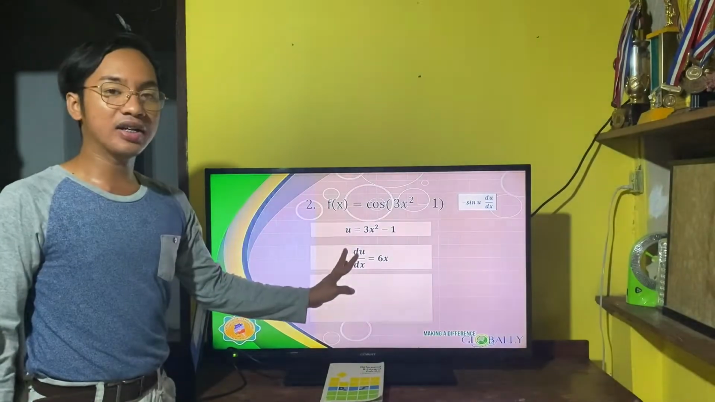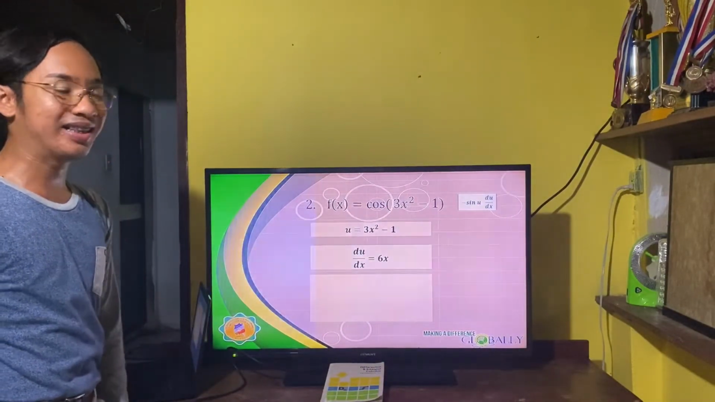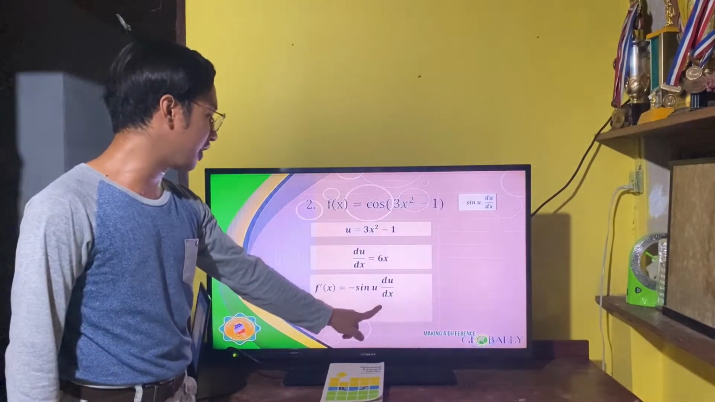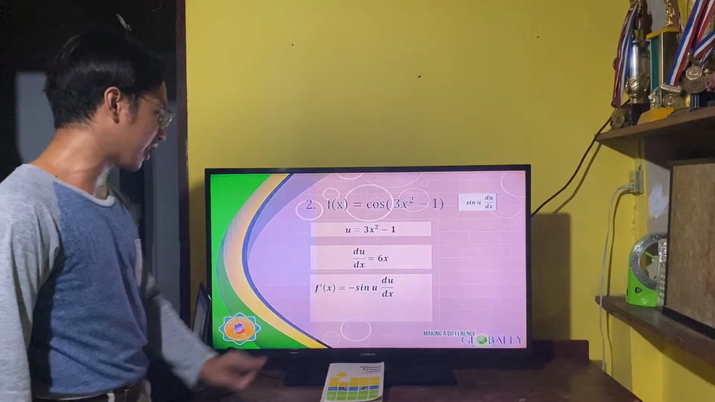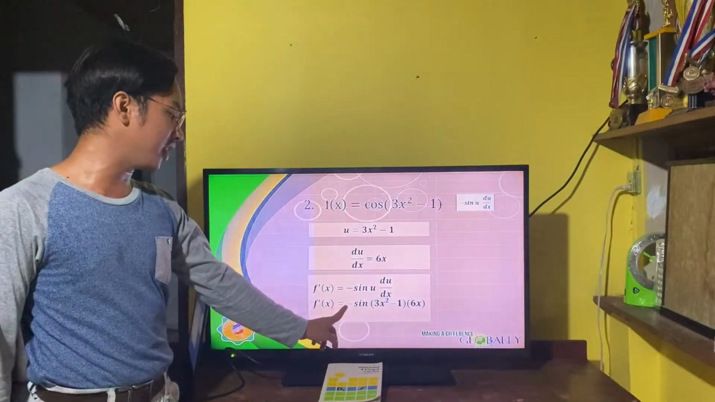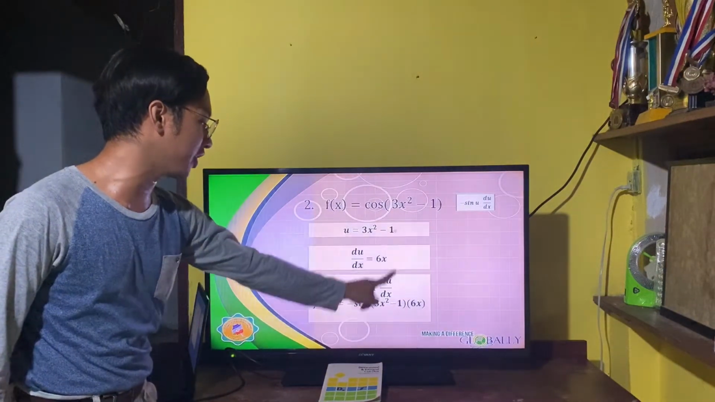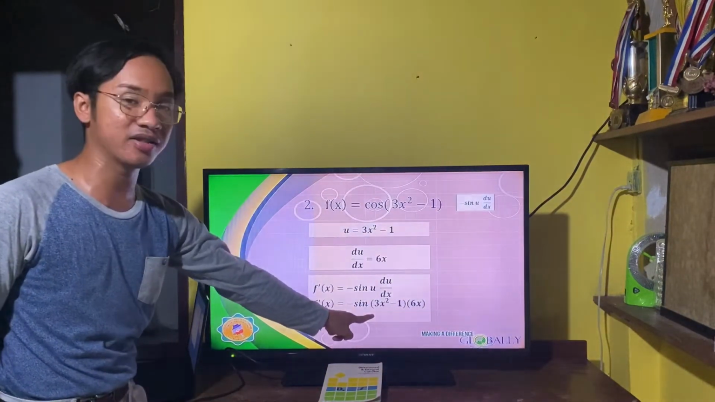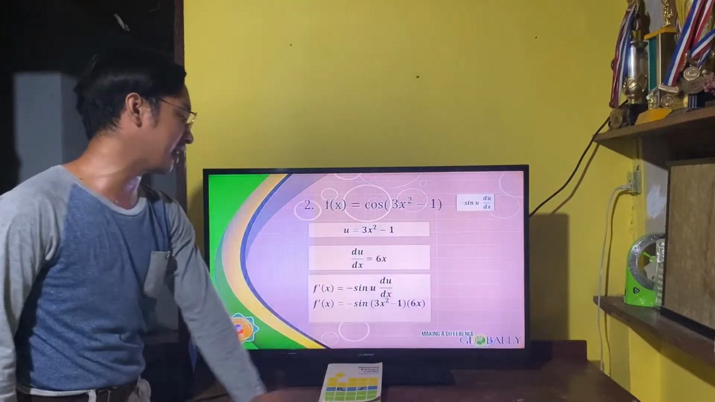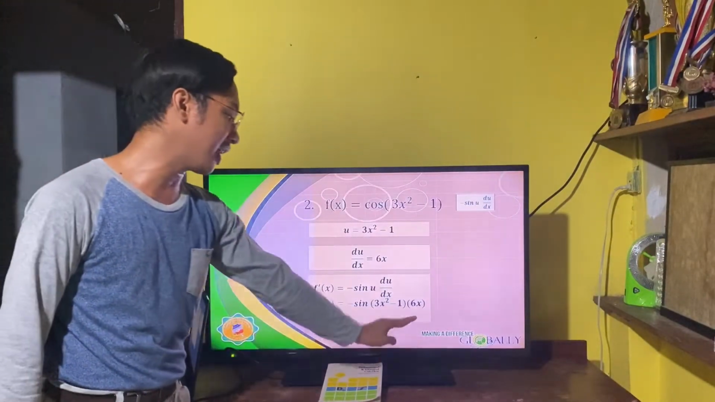That is why the derivative of u now is equal to 6x. So now we are ready to substitute the values using the formula negative sine u du/dx, and our u here is 3x squared minus 1. So f prime of x now is equal to negative sine, our u is 3x squared minus 1, times the derivative of u, which is equal to 6x.